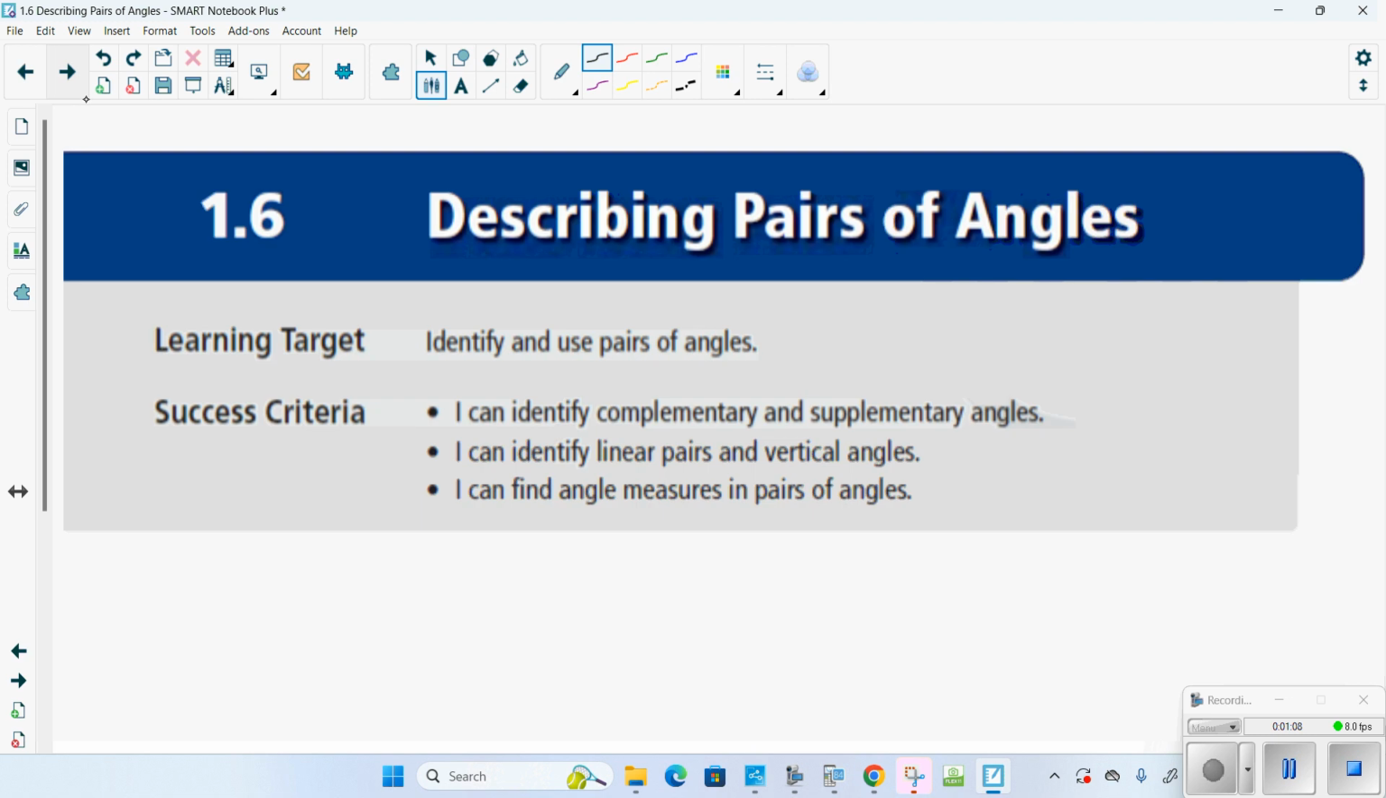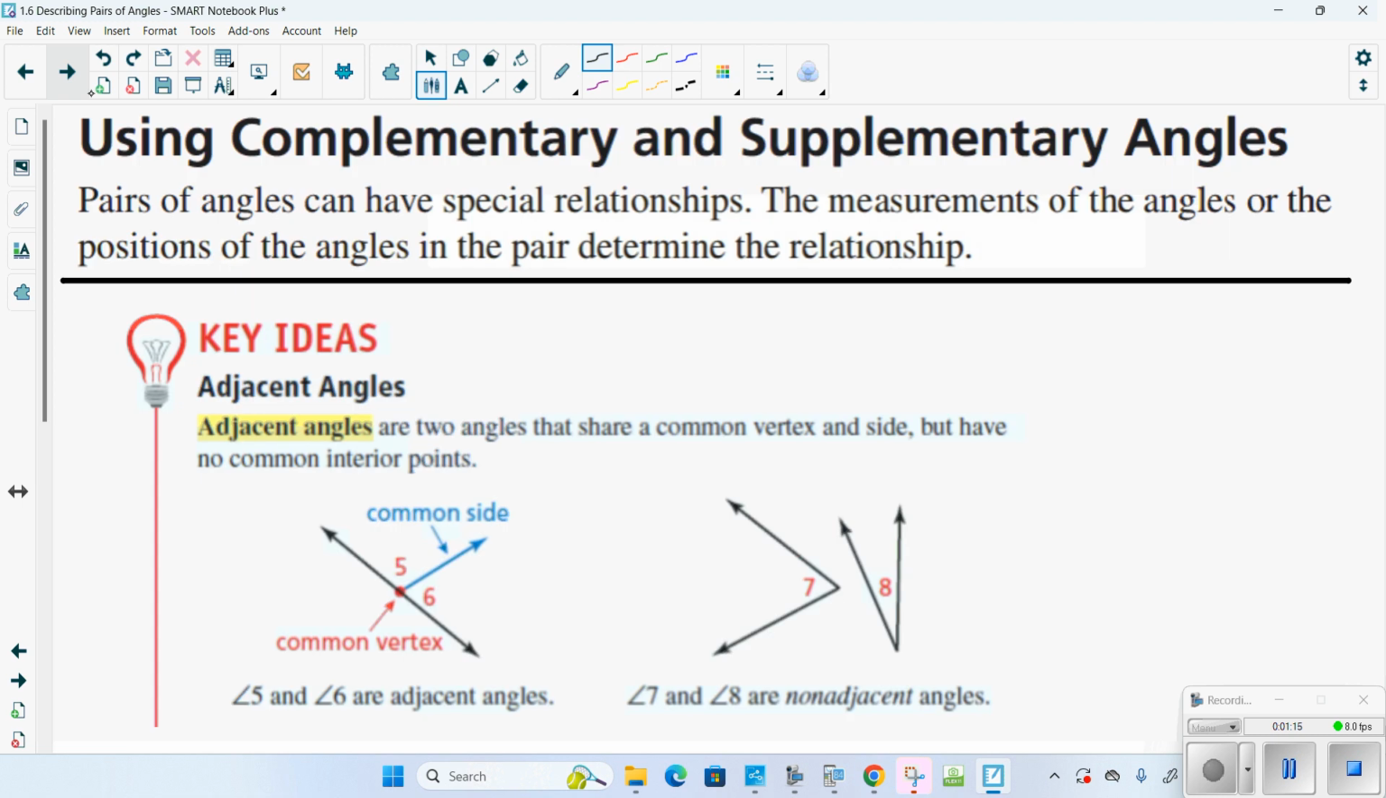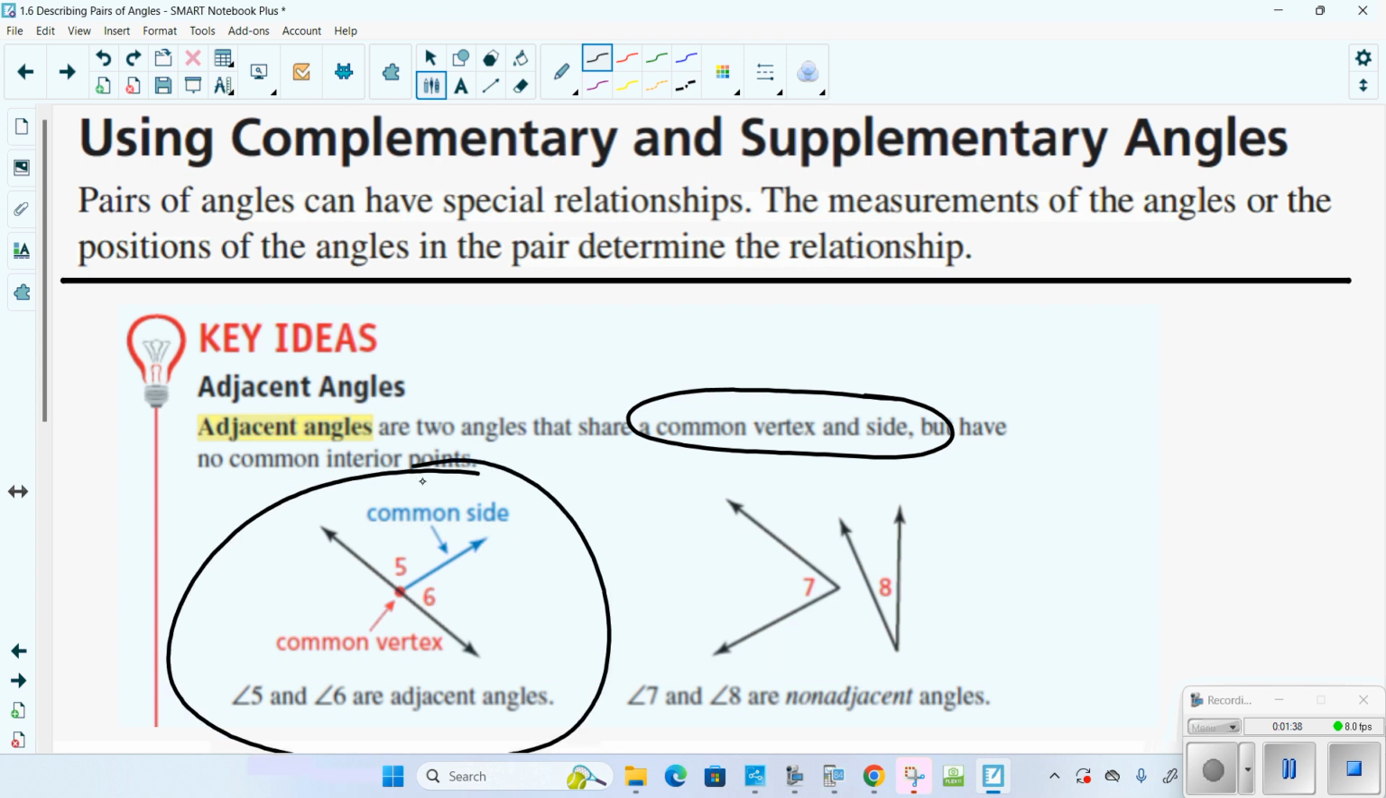All right, today we're going to talk about describing different pairs of angles. And so the first pair of angles we're going to talk about is adjacent angles. Adjacent angles share a side and share a vertex. Both of those. They have to share a side and share a vertex. So that's an and situation. Okay, have a common vertex and a common side. So these two angles, 5 and 6 in the first picture right here, are adjacent angles because they share a side and they share the vertex. So the next two are non-adjacent angles. Notice they do not share a side and they do not share a vertex. So neither one of those items are shared with angle 7 and angle 8.